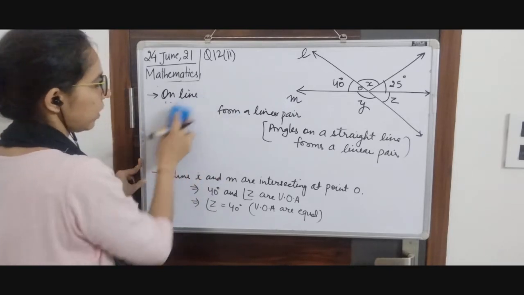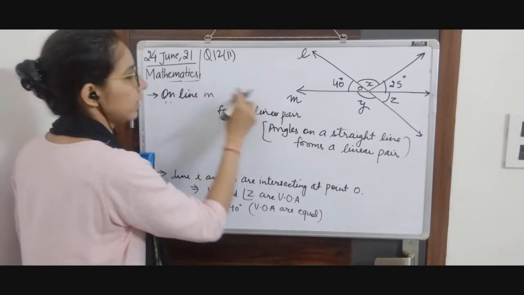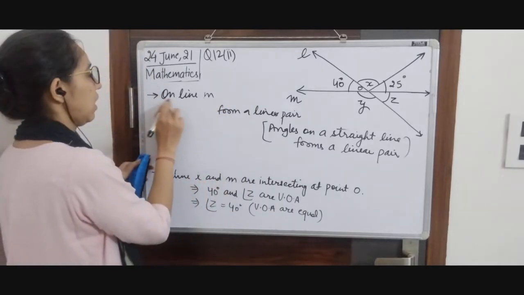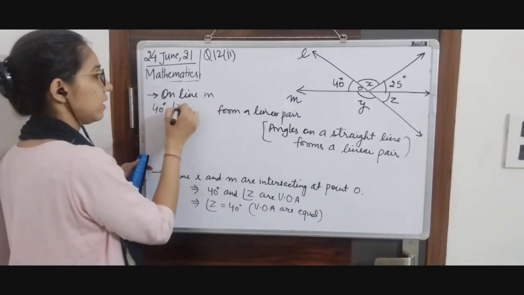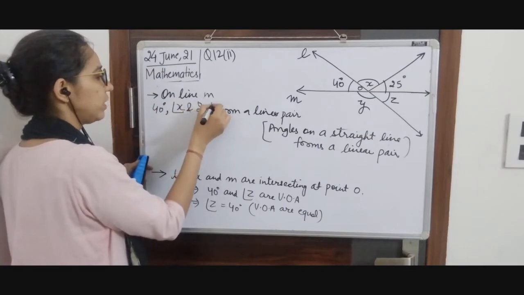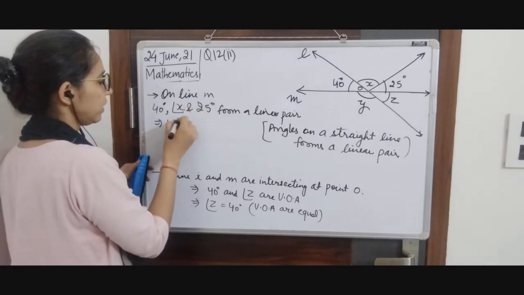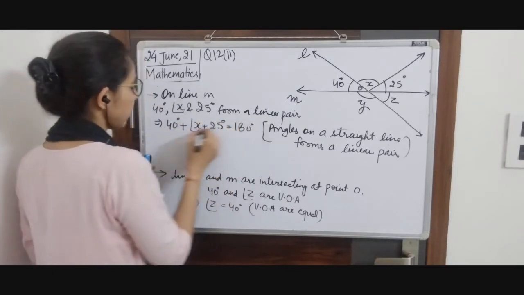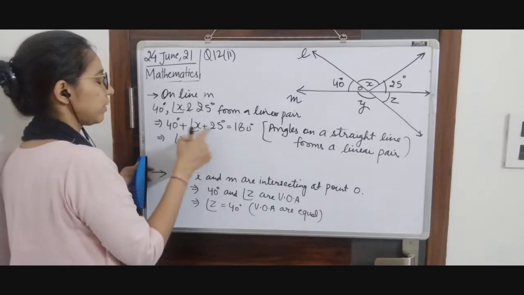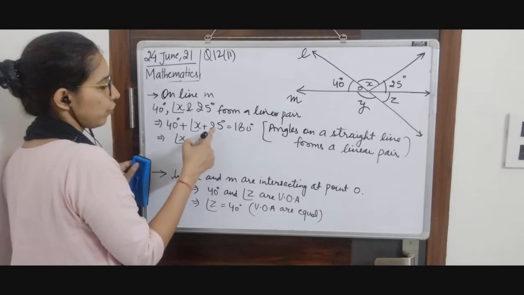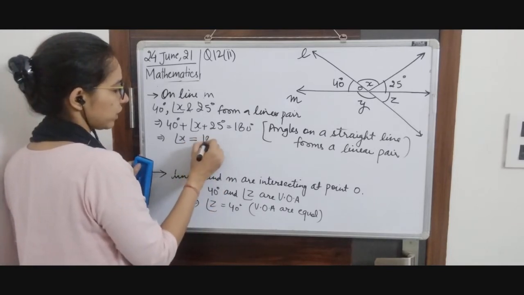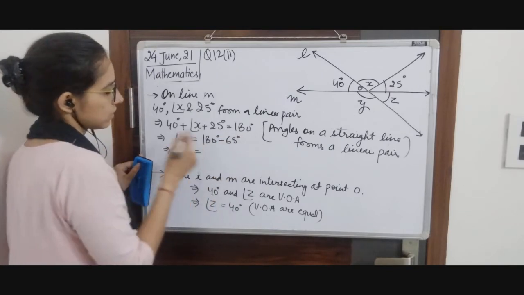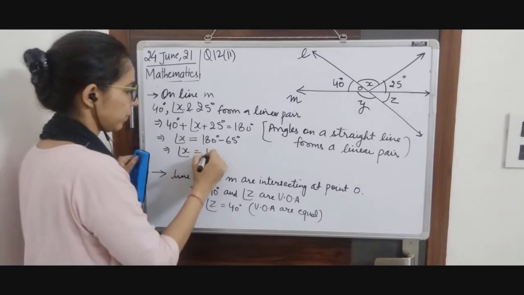I am going to rub only this part. On line M, this line, these three angles, angle 40 degree, angle X and 25 degree form a linear pair, implies 40 degree plus X plus 25 degree is going to be 180 degree. Or you can say that angle X plus 40 plus 25 is 65. And if you are moving this 65 to right hand side, it is going to get subtracted. So it is like this. Your angle X is 180 minus 65, that is 115.